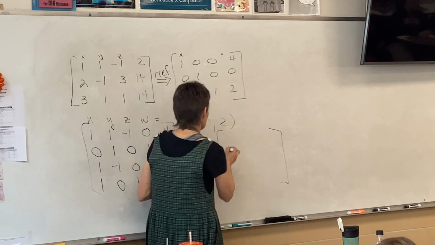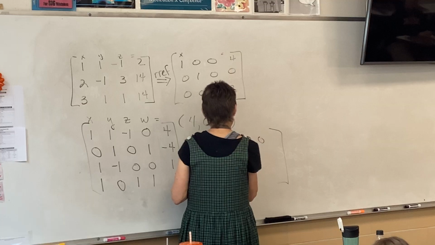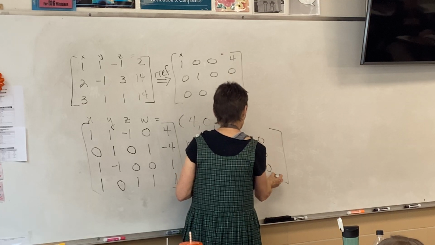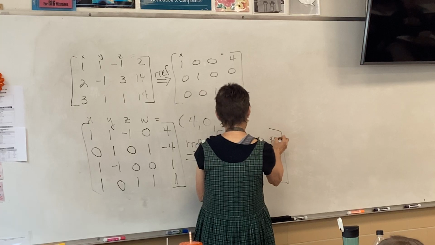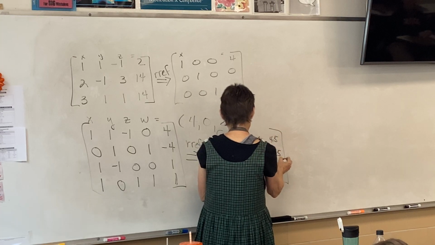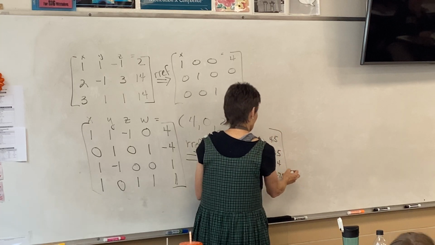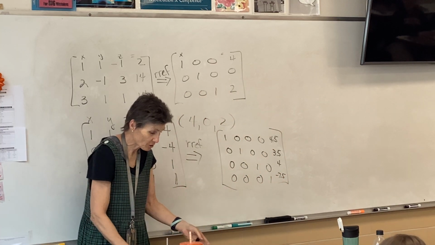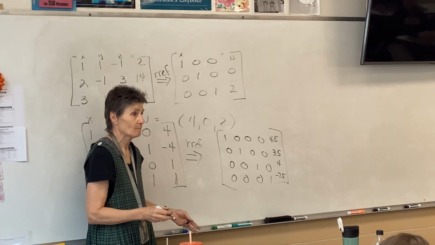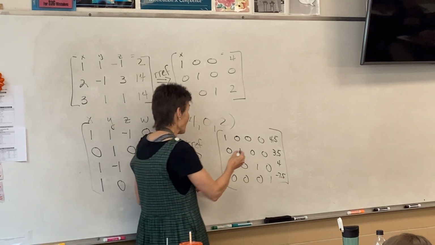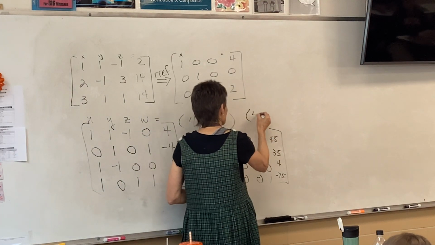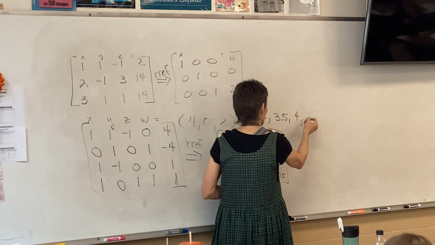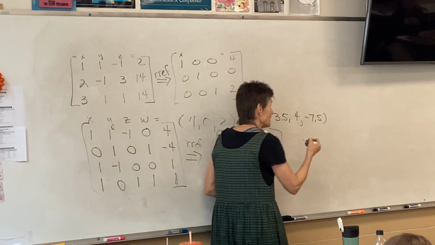And the matrix that came out looks like this. So what does that mean to you? If your directions were solve, that means your answer is 4.5, 3.5, 4, and negative 7.5.